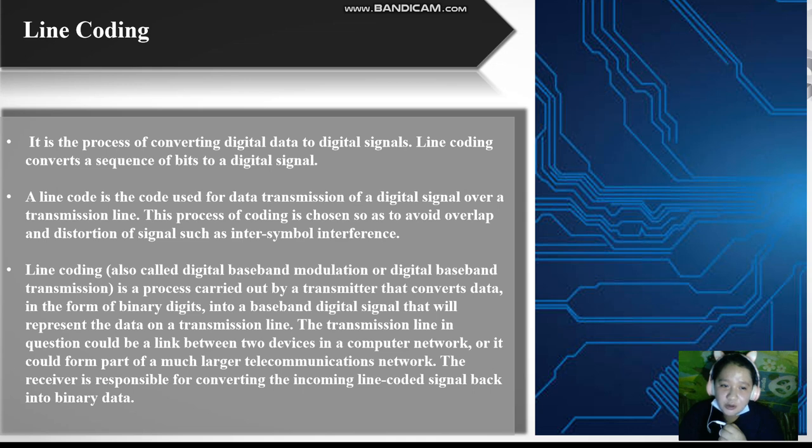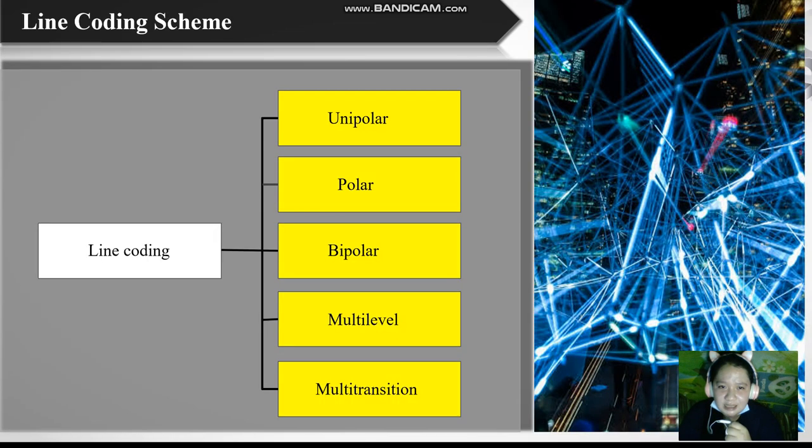Line coding, also called digital baseband modulation or digital baseband transmission, is a process carried out by a transmitter that converts data in the form of binary digits into a baseband digital signal that will represent the data on a transmission line. The transmission line in question could be linked between two devices in a computer network, or it could form part of a much larger telecommunication network. The receiver is responsible for converting the incoming line coded signal back into the binary data.